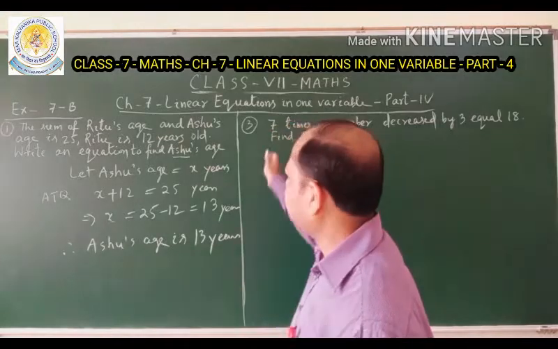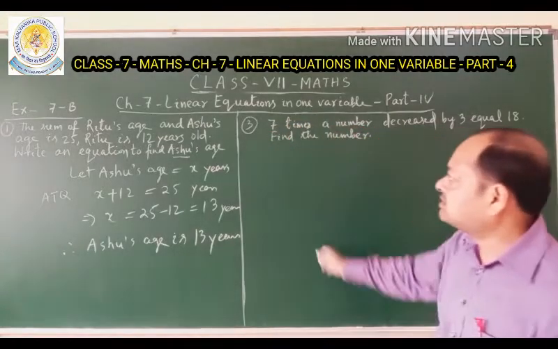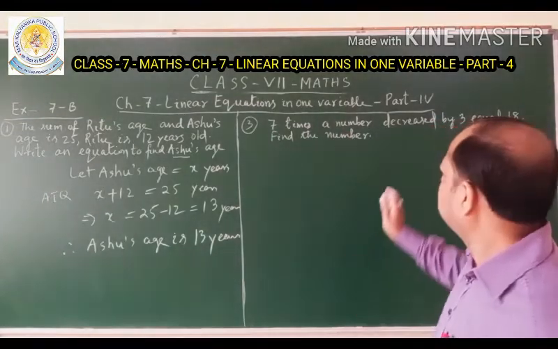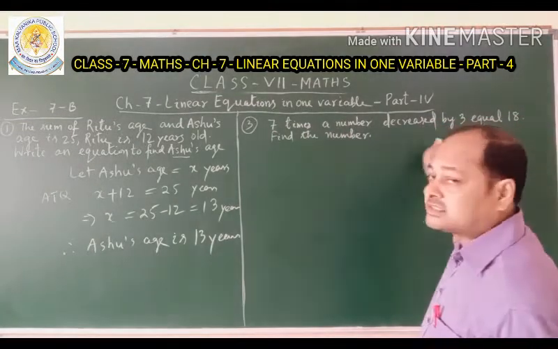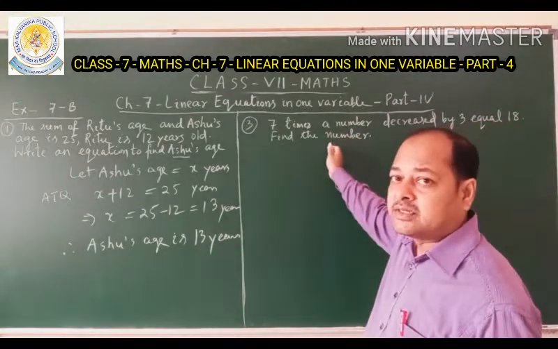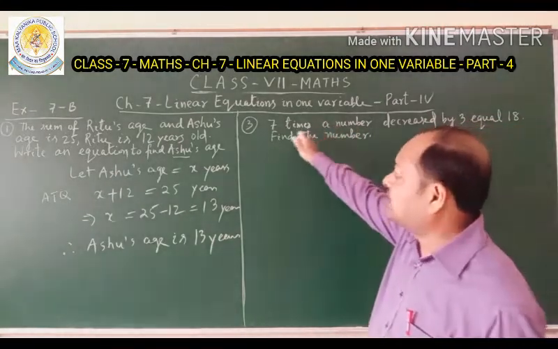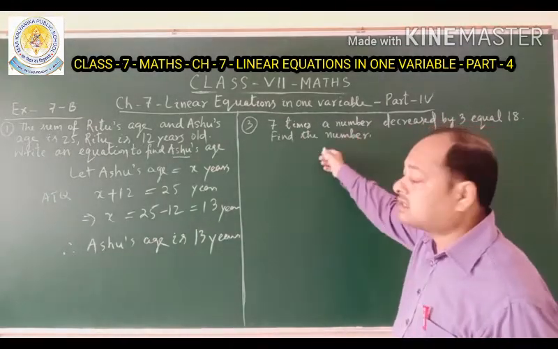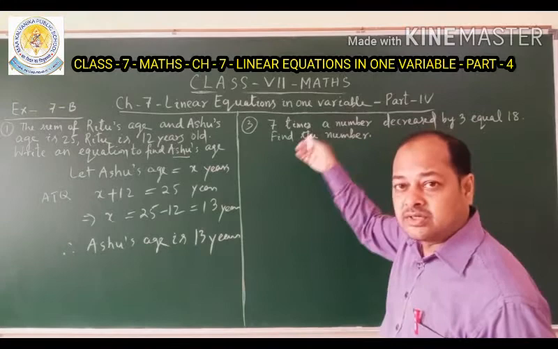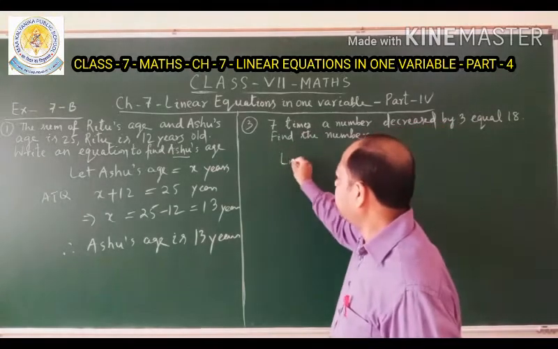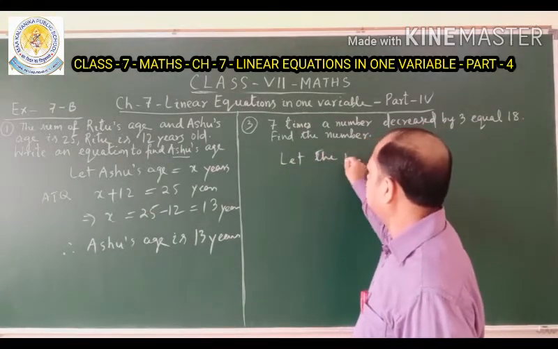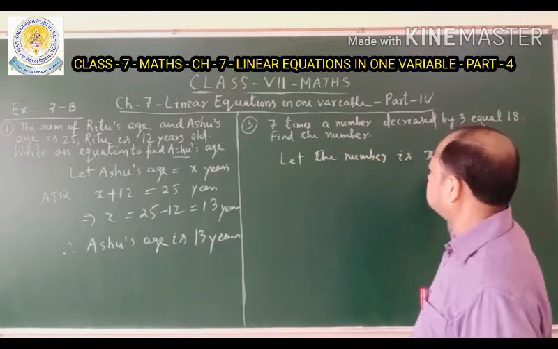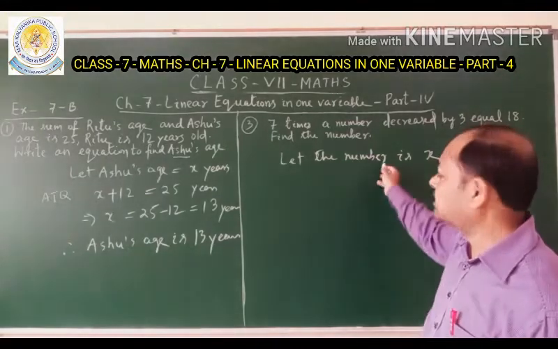Now look at question number 3. It says that 7 times a number decreased by 3 equals 18. This story problem you have to understand in the English language. 7 times means 7 multiplied by a number. Here the number is asked, so let the number be x.